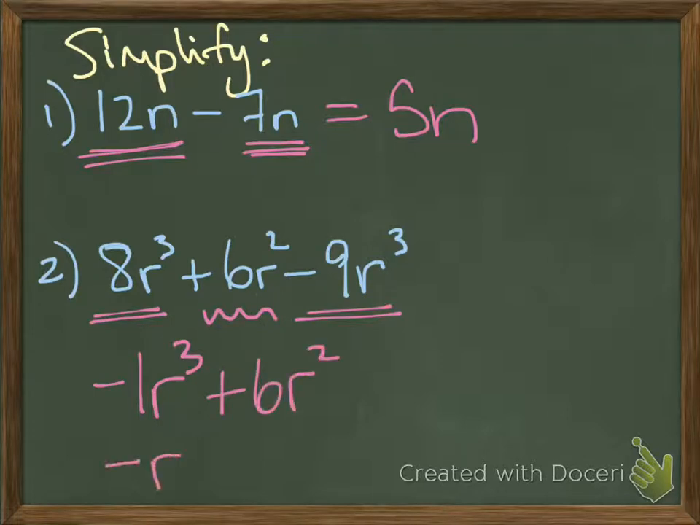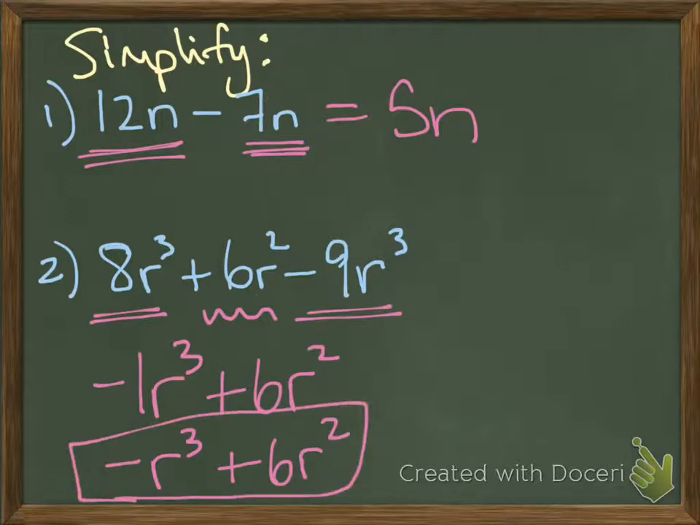There is no like term for the 6r squared, so we're just going to have plus 6r squared. This could also be written as negative r to the third plus 6r squared, understanding that leading coefficient of negative 1. Also, it's conventionally correct to go from the highest exponent down, so that's why we write the negative r to the third first, and then the r squared.